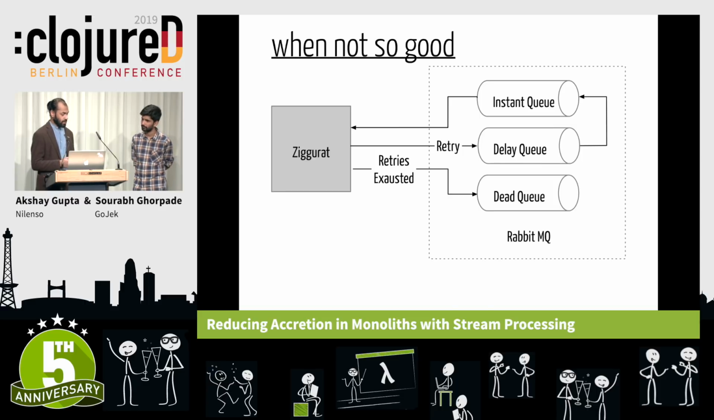If the number of retries are exhausted, which is also a configurable value, it'll go into the dead queue, from which you can make an API call or just sort through data and figure out which ones completely failed.